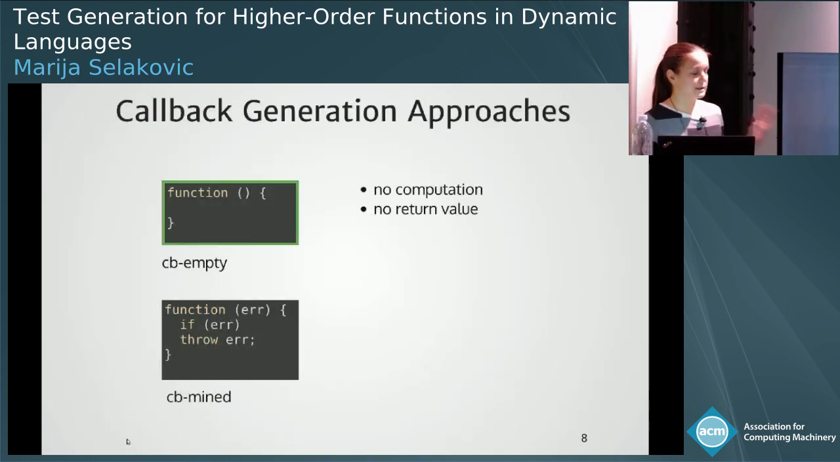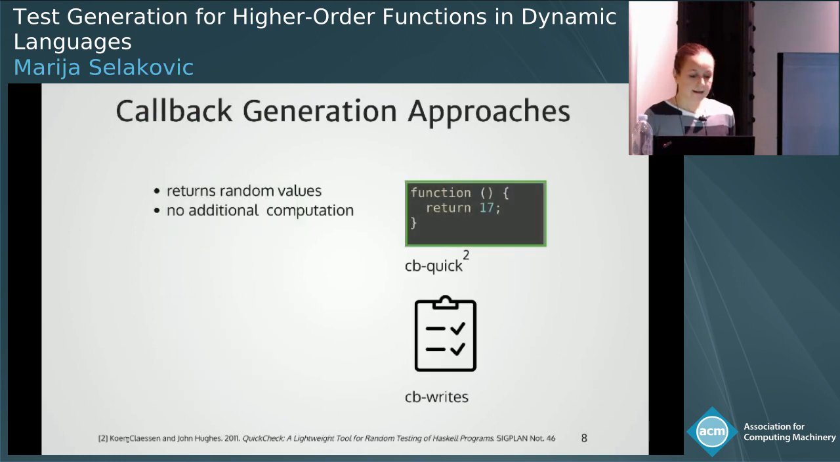And some of the existing test generation approaches use these sort of inputs whenever a callback is expected. The second approach, cbquick, uses callbacks generated by QuickCheck. For those of you not familiar with QuickCheck, it is a test generation approach originally designed for Haskell programs, but they have an implementation for JavaScript. The key property of callbacks generated by QuickCheck is that they return random values, but they do not perform any additional computation.